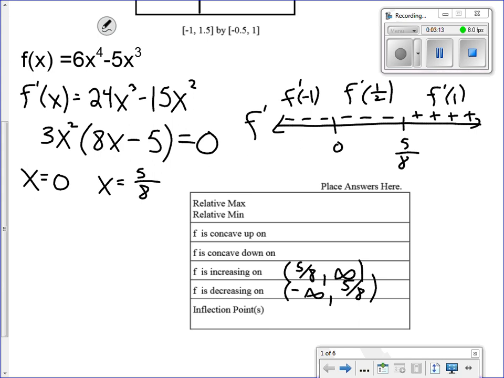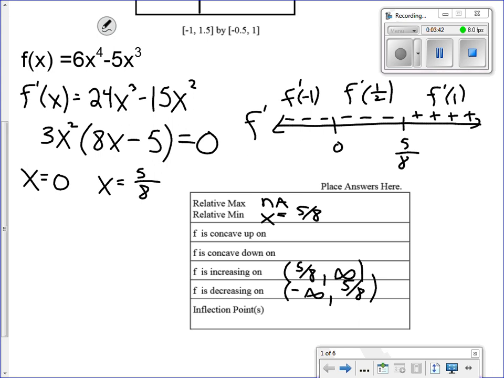Relative max is another one we can answer. That would happen if the first derivative changed from positive to negative, but it doesn't. So we can say not applicable or none. And a min occurs whenever the first derivative changes from negative to positive. That happens when x equals 5/8. And you only have to give me the x values on that. Of course, to get the y's, you go back to the original, but that's too time-consuming for a test.